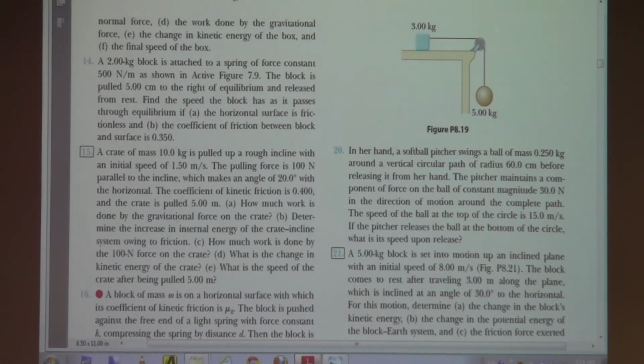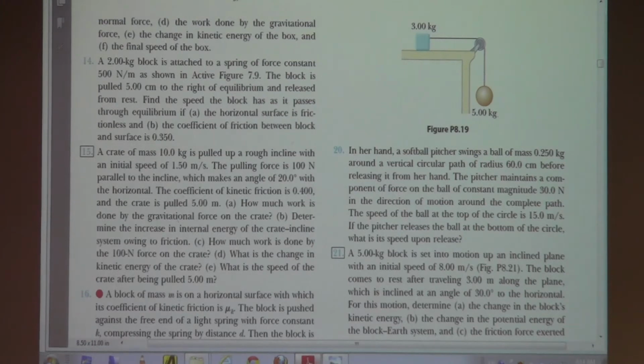So keeping that picture in the back of our mind, it says a 2 kilogram block is attached to a spring of spring constant 500 newtons per meter as shown in figure 7.9. The block is pulled 5 centimeters. And you caught that right away, right? Watch the play on units there.